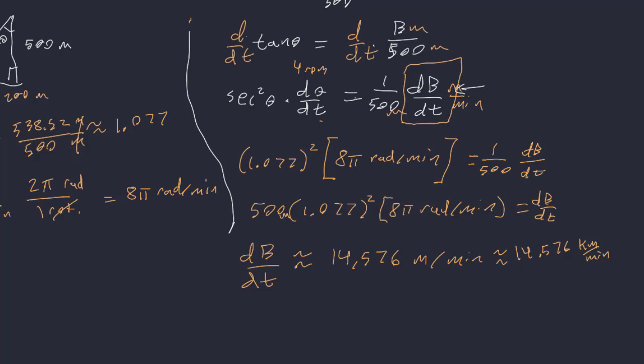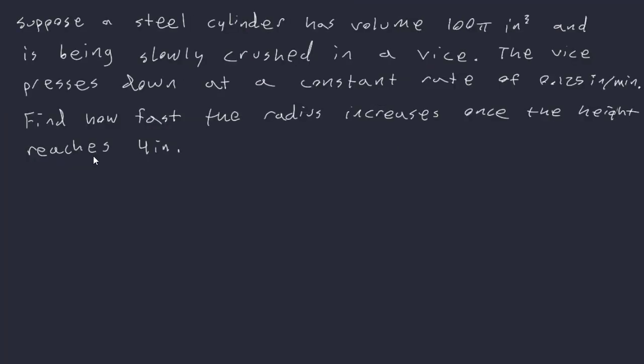Let's move on to another one. We'll move away from trig for this one, but let's say we have a steel cylinder that has a constant volume of 100 pi cubic inches and is being slowly crushed in a vise. The vise is crushing down at a constant rate of 0.125 inches per minute. Let's find how fast the radius increases once the height reaches 4 inches.